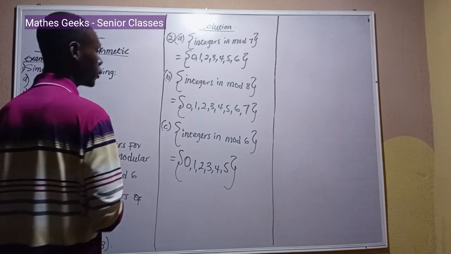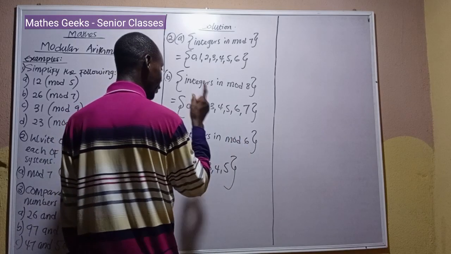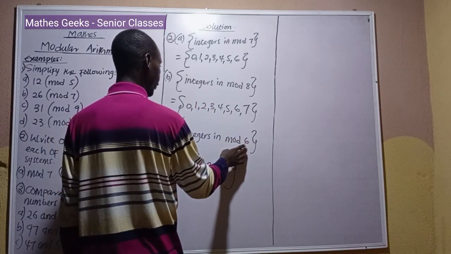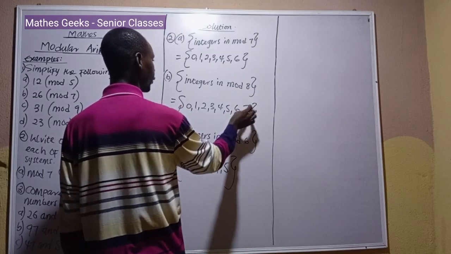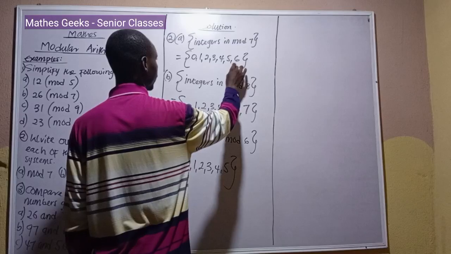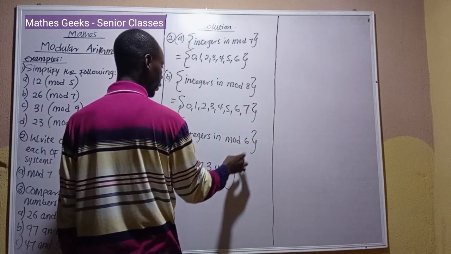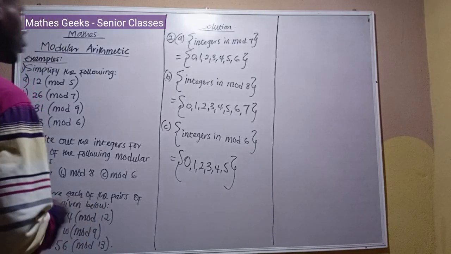So from what you can notice, the highest remainder is always less than the mod number by 1. So mod 8, the highest remainder is 7. So the difference is 1. Mod 7, the highest remainder is 6. And that of mod 6, the highest remainder is 5. So it applies to any other mod numbers.